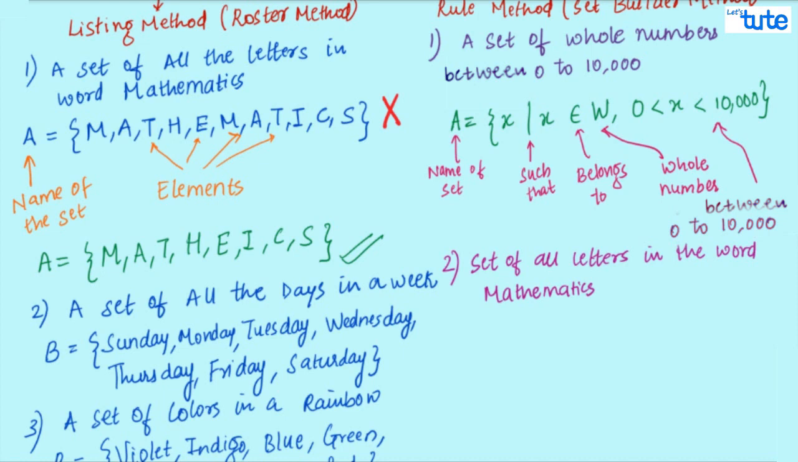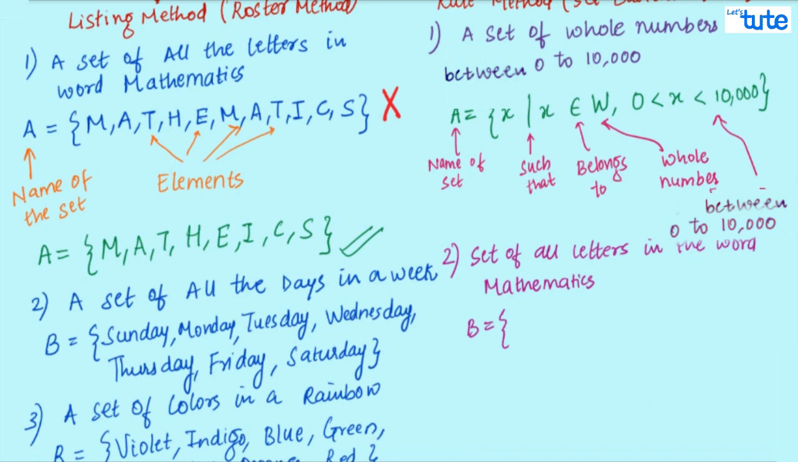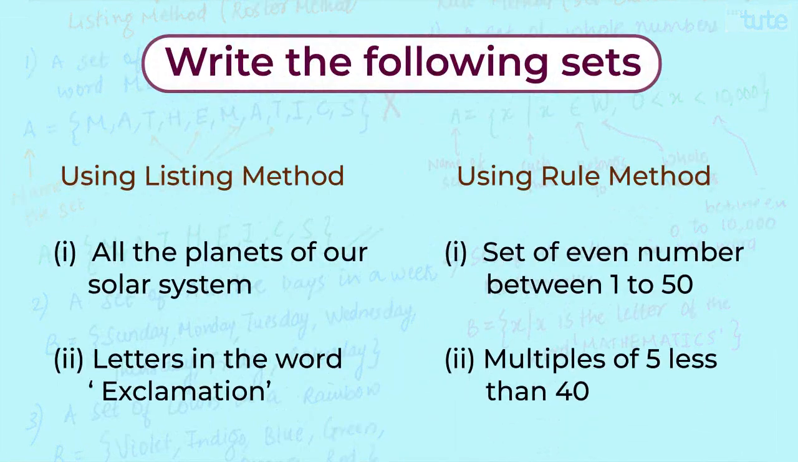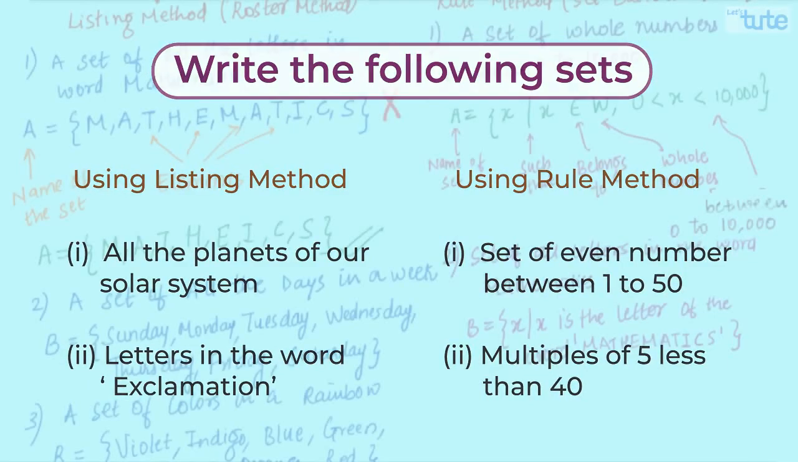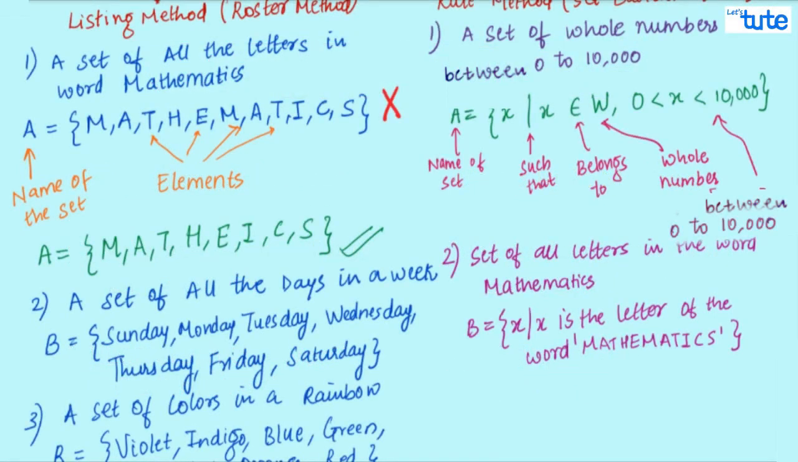Well, yes. Let's name this set B. B is a set of all x such that x is a letter of the word mathematics. Every set can be represented in the set builder form. Try a few of these sets in the form of listing as well as set builder method. Now, why is this method known as a rule method? Here we can see that we have added certain conditions in this set. This is the reason why this is also known as a rule method.